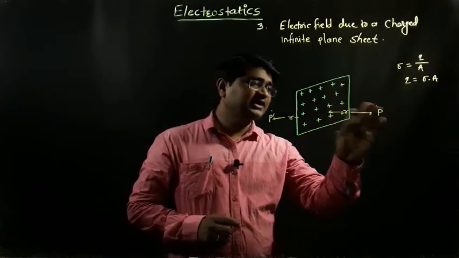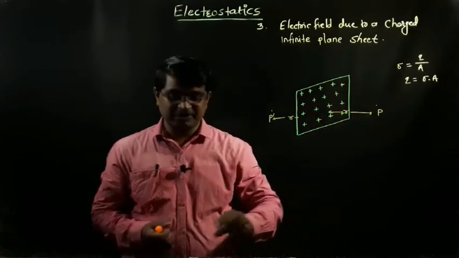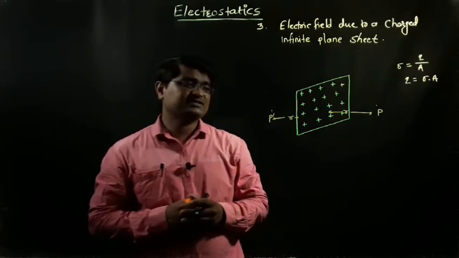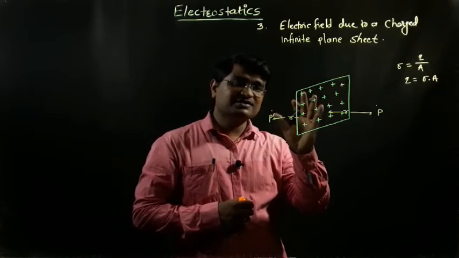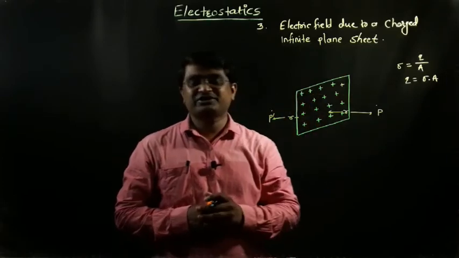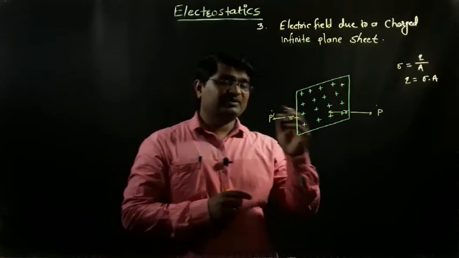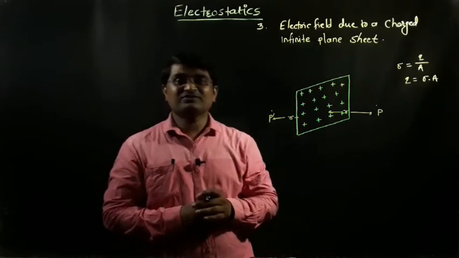So when we find the electric field intensity at the given point P, first of all we draw the Gaussian surface. If we draw the Gaussian surface around the plane sheet, then simply the Gaussian surface is cylindrical, as per the condition of a Gaussian surface.